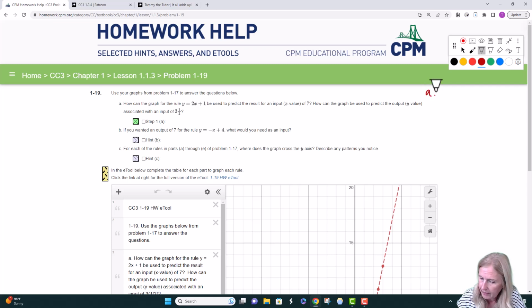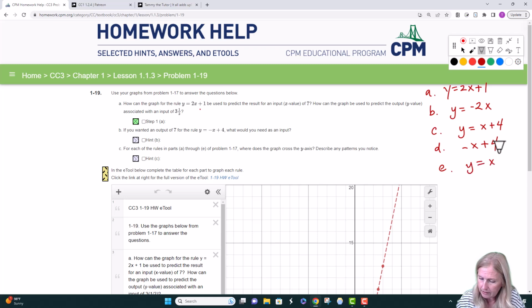So A was y equals 2x plus 1, which was what we were using for A. B is y equals negative 2x. C, y equals x plus 4. D, y equals negative x plus 4. E, y equals x squared.